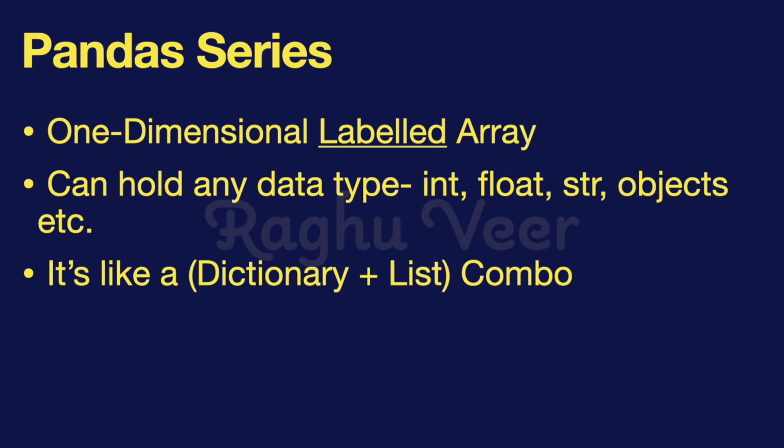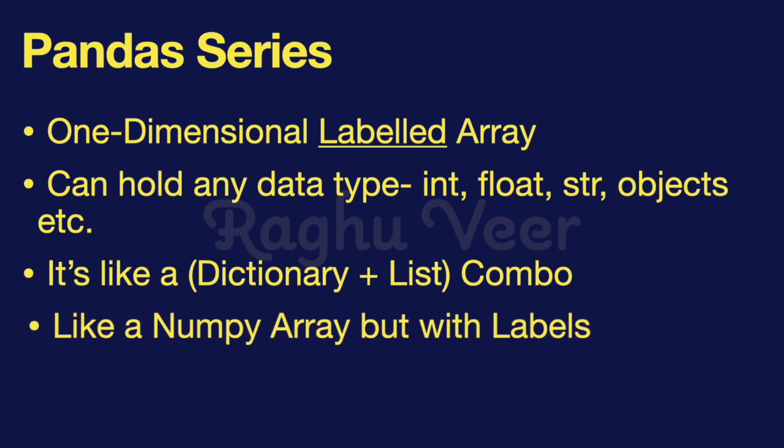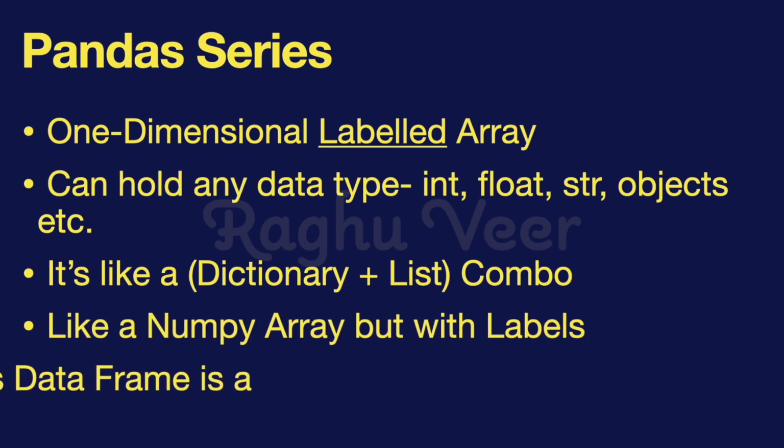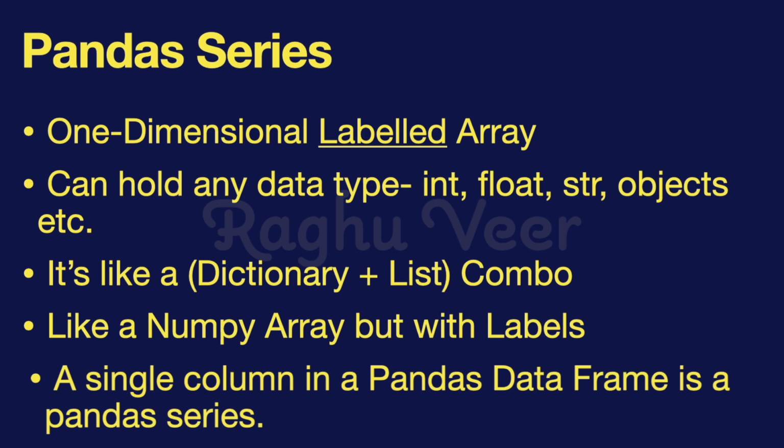What I mean is, like a dictionary's key-value pairs, we have labels and values, where you can access the values based on the label. And like a list, the values are stored in order, so we can access the values based on their positions. Again, if we compare it with a NumPy array, it's like a NumPy array but with labels. And finally, every single column of a Pandas DataFrame is a Pandas series. This is a powerful feature, and we're going to explore more of this in the upcoming videos.